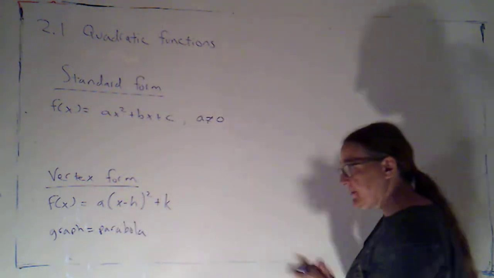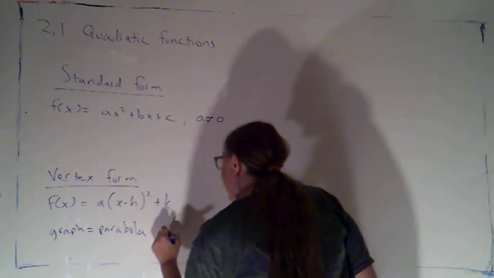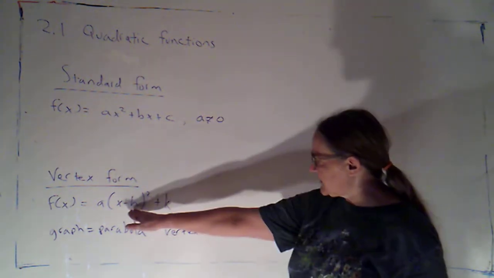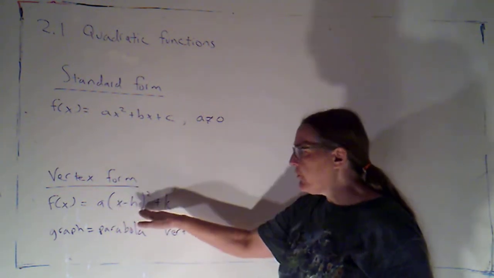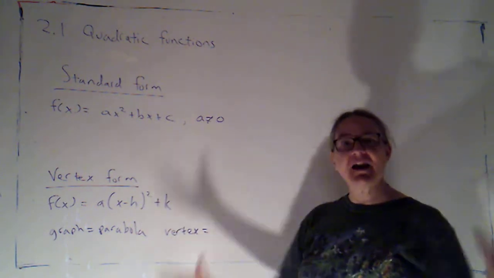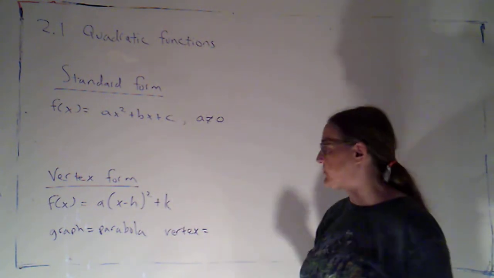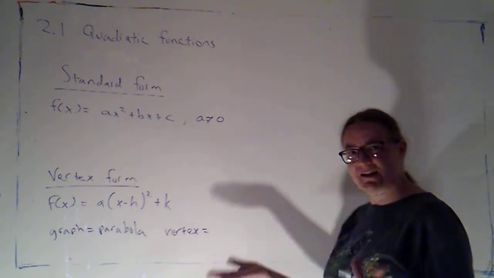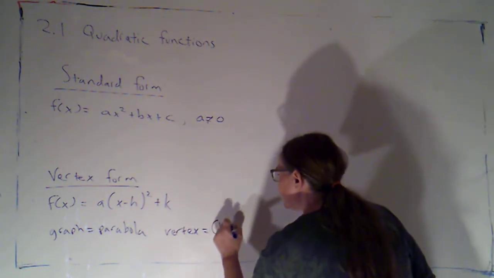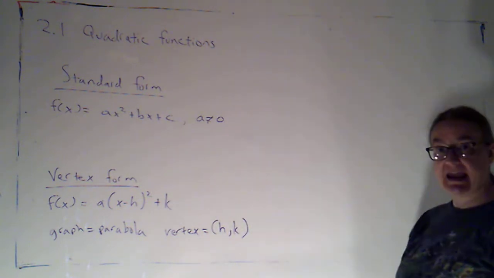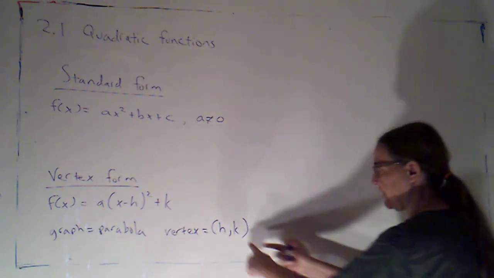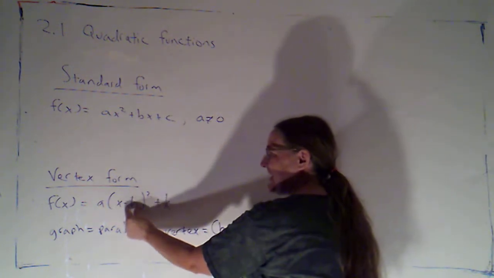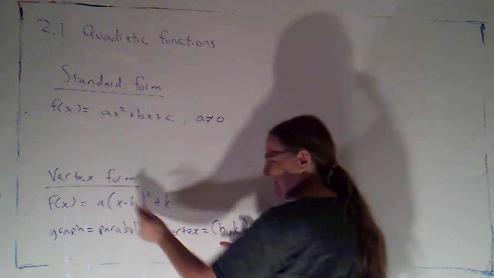We're just transforming it in some way, shape, or form, and I can pick out what the vertex is because I can see I'm subtracting h before I square things. So that's going to be a horizontal shift. Okay. And I'm adding k after I square things, and that's going to be a vertical shift. So the vertex will be (h, k). Now do be very careful. This sign matches whatever this sign is. This sign is the opposite of whatever this sign is.